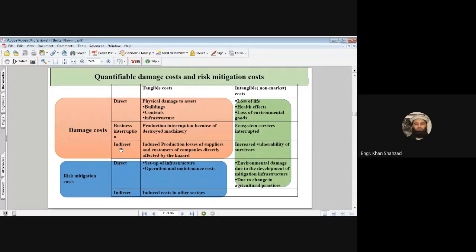The next one is these were direct. Now coming towards the indirect, like induced production losses of suppliers and customers of companies directly affected by the hazards. Increased vulnerability of survivors. Anyone in the class? Yes beta. Sir, the exposure to any damage is increased for the survivors.